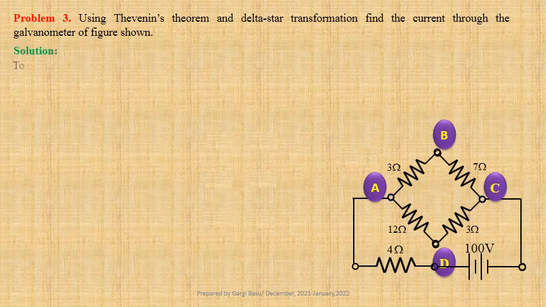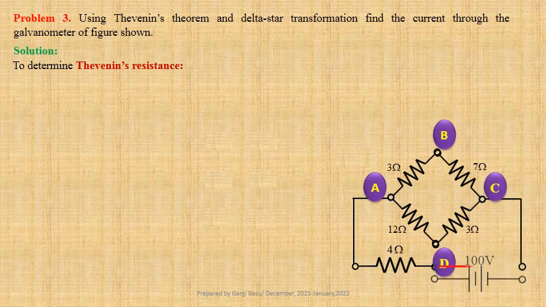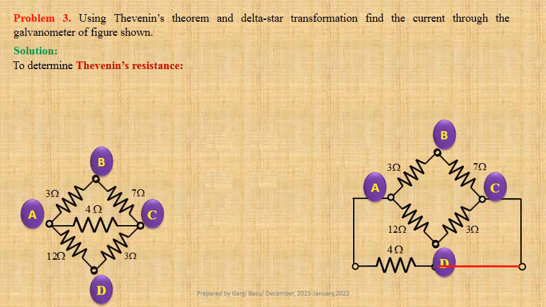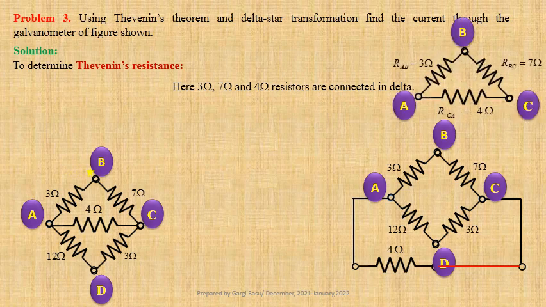Let us now determine Thevenin's resistance. For this purpose, we shall deactivate the battery of 100 volts and redraw the network. The resistance obtained between terminals B and D gives us Thevenin's resistance. Here, 3 ohm, 7 ohm and 4 ohm resistors connected between nodes A, B and C form a delta. We shall convert this delta into its equivalent star.